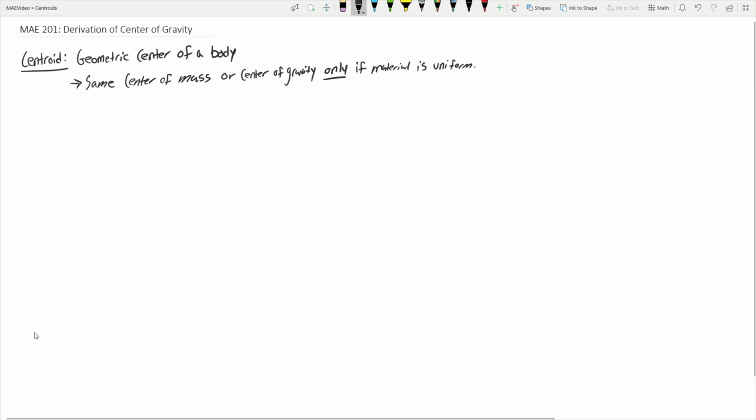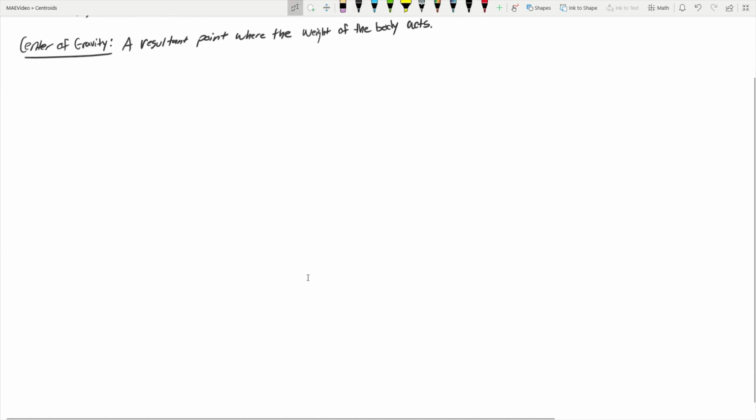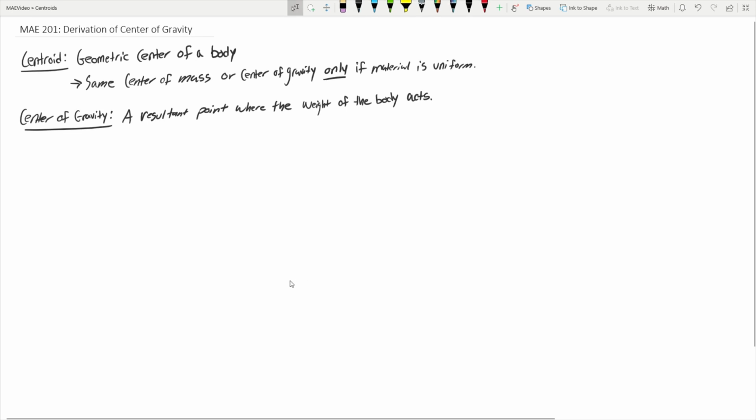Okay, and then the other definition we're going to write down is the center of gravity. We're defining that as a resultant point where the weight of the body acts. Okay, now with those out of the way, we can start the derivation here.